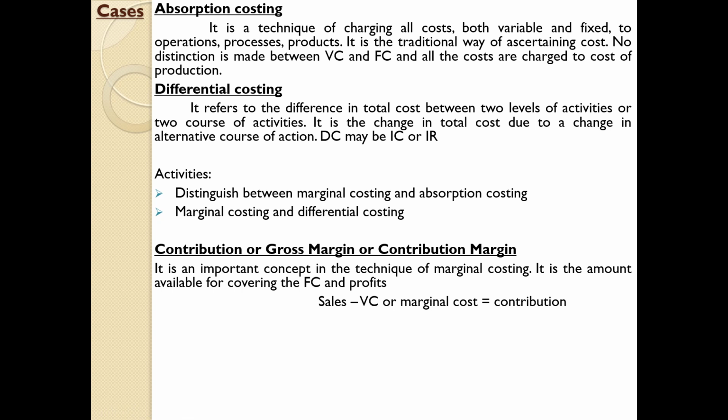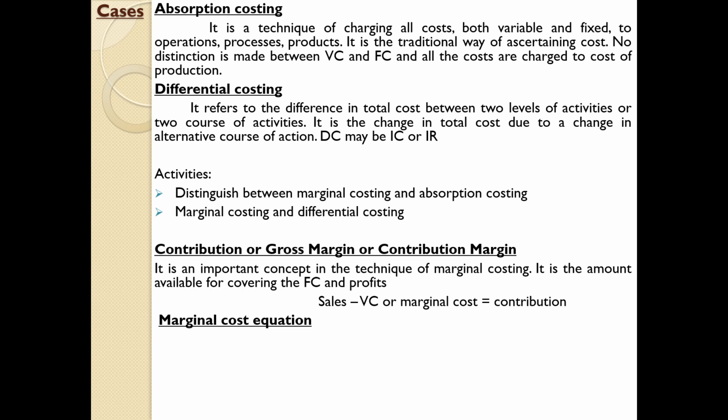So why contribution is given importance is, the cost of production is widely affected by variable cost, because fixed cost will not have much effect on a change in the total cost of production. The change in the total cost of production depends widely upon variable cost or marginal cost. So that is why marginal cost or variable cost is given so much importance, and the result which we obtain from deducting variable cost from sales is known as contribution. That is why contribution is given more importance when compared to profit.